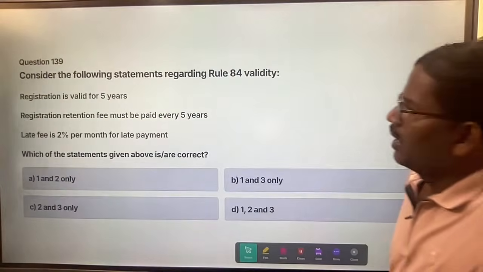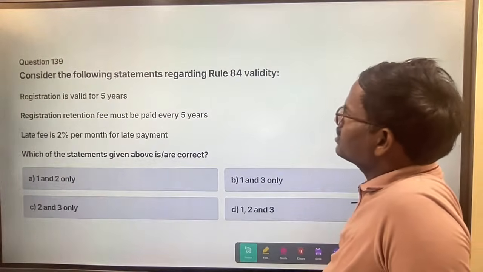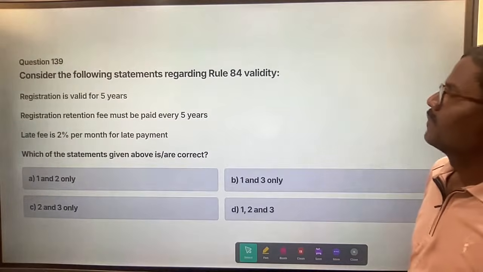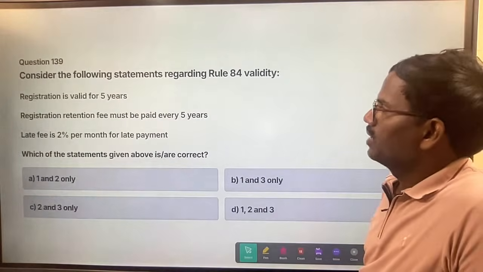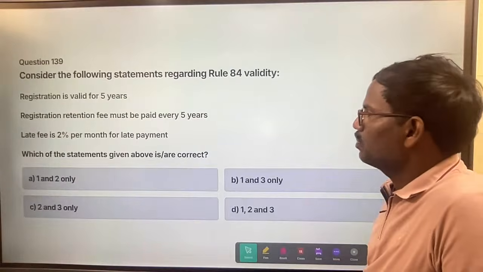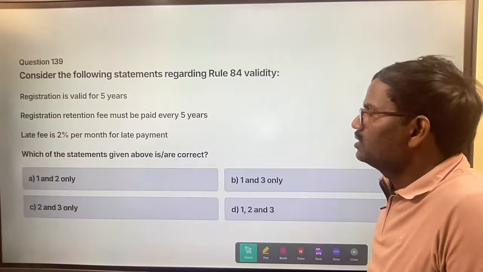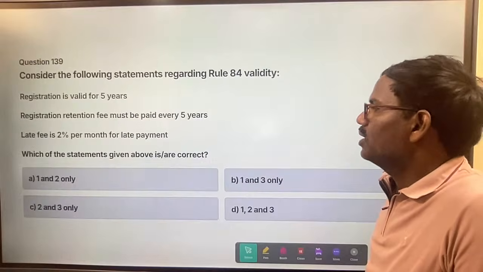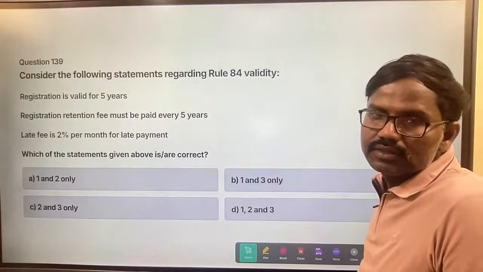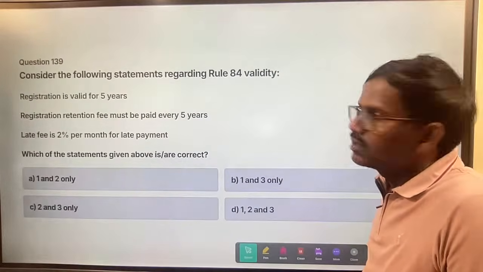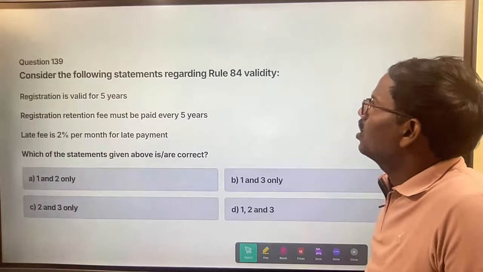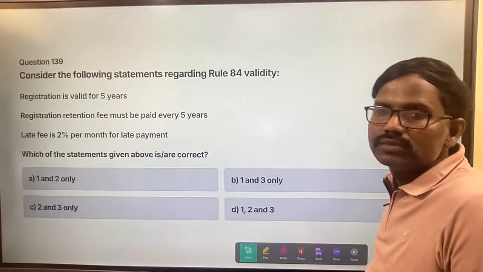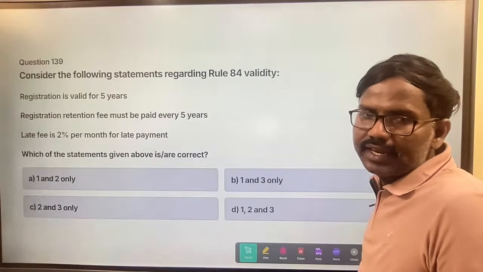Okay, next. Consider the following statements regarding the rule on validity. Registration is valid for 5 years. Registration retention fee must be paid every 5 years. Late fee is 2% per month for late payment. Which of the following statements is correct? Question 139, registration regarding Rule 84.